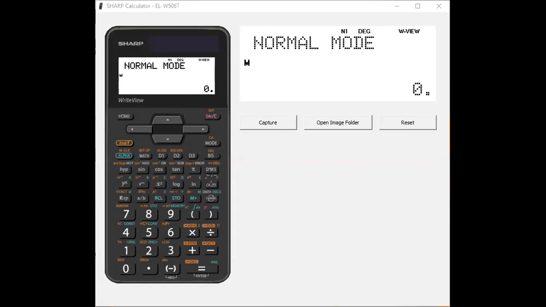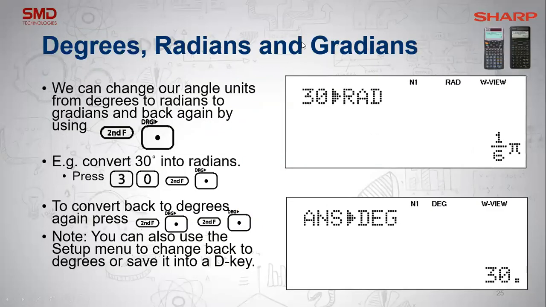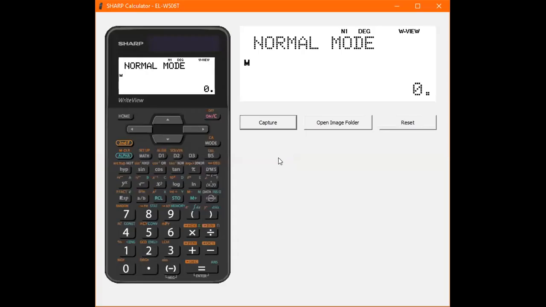Alrighty, so from here, let's talk degrees, radians, and gradients, and time. So the other nice conversion is also the degrees, radians, and gradients conversion. So if, for example, I have 30 degrees and I want to convert it into radians, I can say second function, and I'm just going to use the shortcut here on my decimal point. It says DRG arrow. So it just converts rollingly across degrees, radians, and gradients.